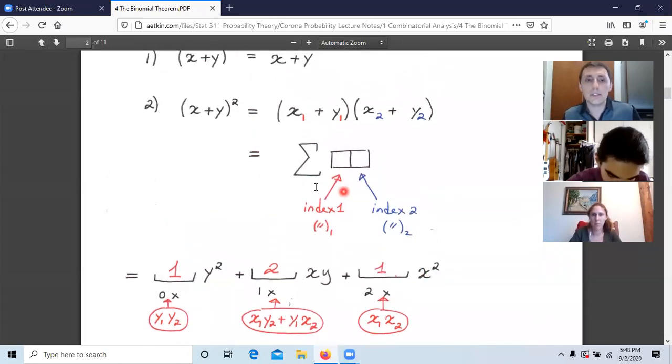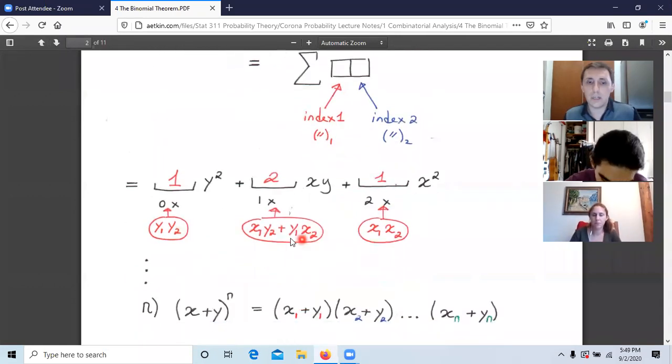So here it's pretty simple, right? You can see how to calculate it, right? So y squared means that the first parenthesis gave us y and the second parenthesis also gave us y. So there is only one possibility. Now for xy, I have two possibilities. Either the first parenthesis gave me x and the second y, or in reverse: the first parenthesis gave me y and the second gave me an x. So that's what I wrote over here, okay? And finally, for x squared, there is only one possibility.